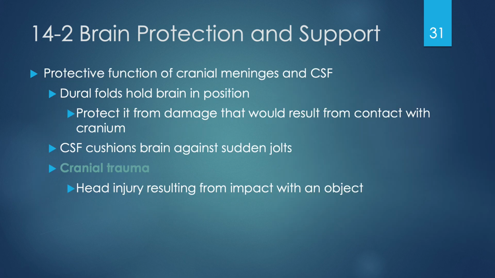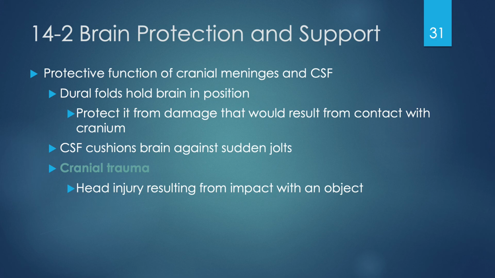A major function of the cranial meninges and the CSF is just to protect the brain, right? So it's going to hold the brain in position. Specifically, the dural folds really hold the brain in position and anchor it. And it protects it from damage that would happen if that brain were to slap up against the cranium on the inside. So we have CSF there, our cerebrospinal fluid, to cushion the brain against any sudden movements.